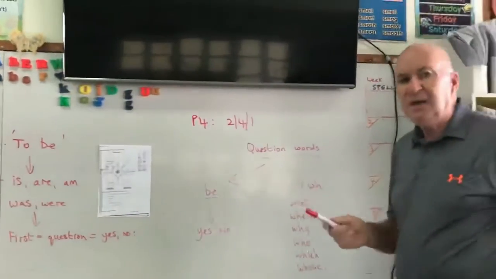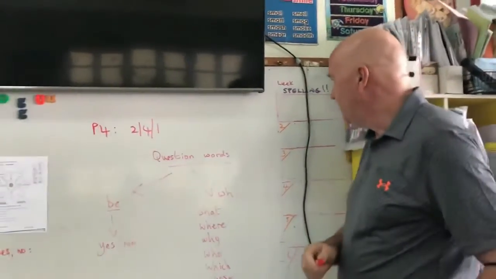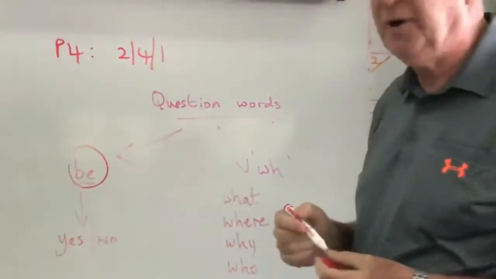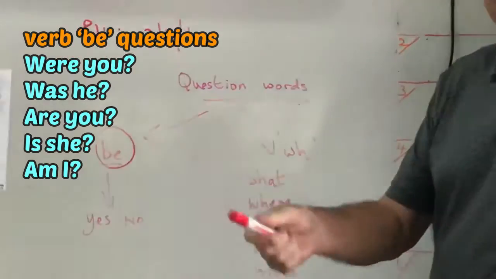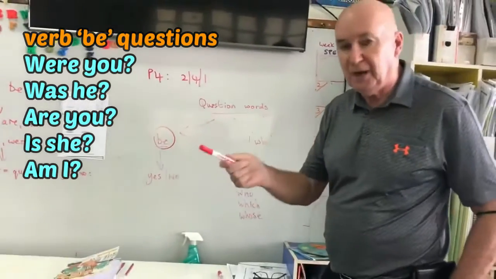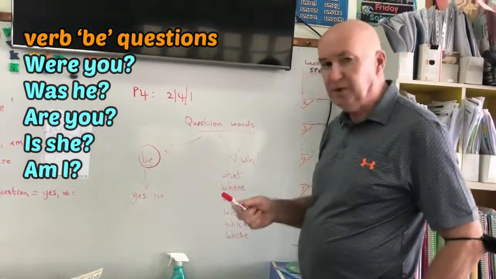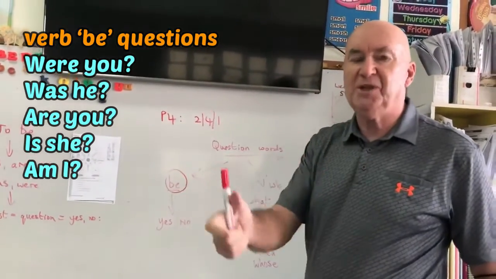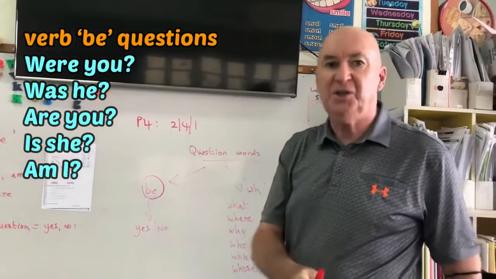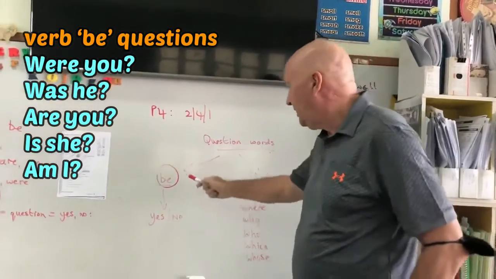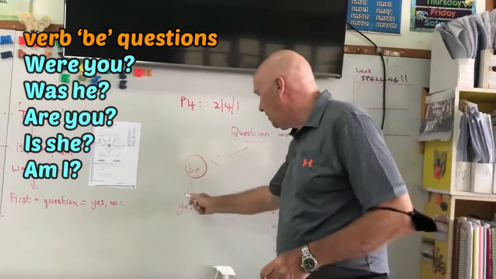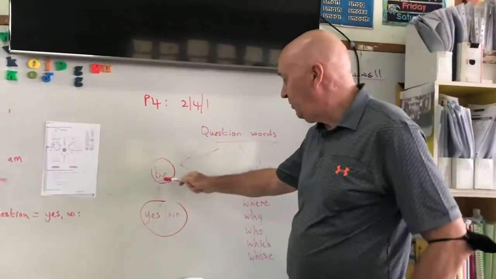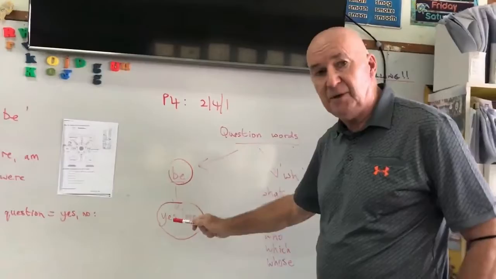Now, in English, there are two types of question words. The ones that we use with the verb be. So, is, am, or are, or was or were. And if we put them first, were you, was he, are you, is she, am I, then it's a question and the answer will always be yes or no. All the questions beginning with be, the answer is going to be yes or no.